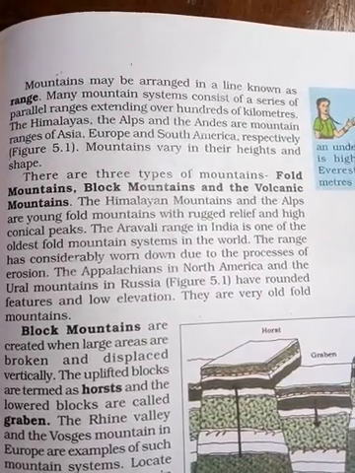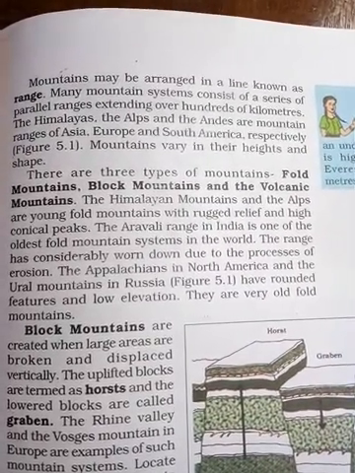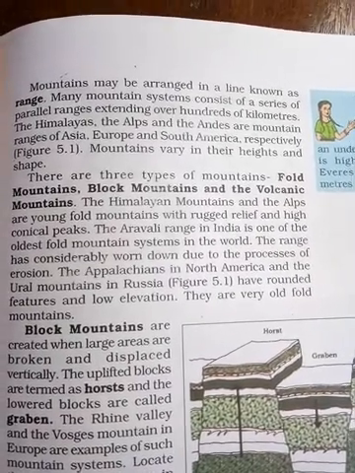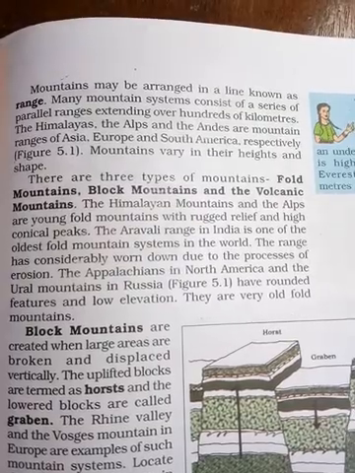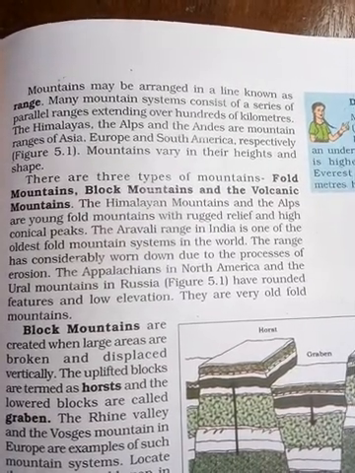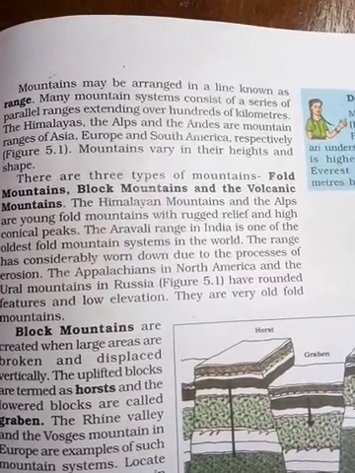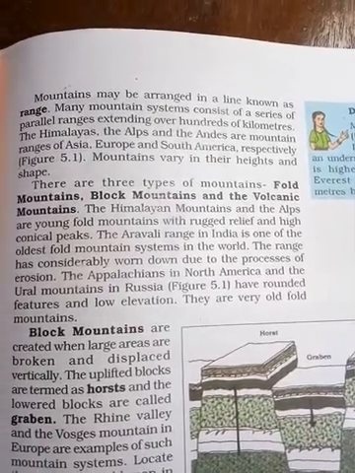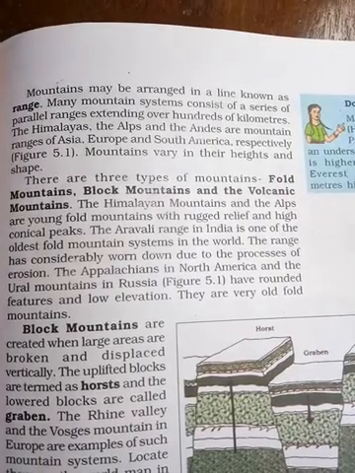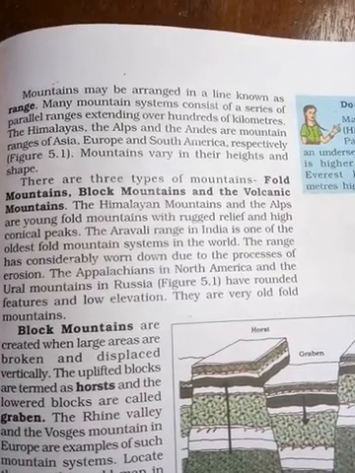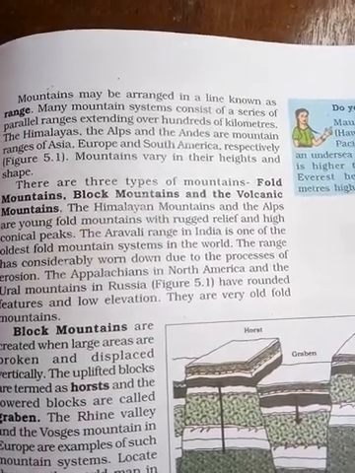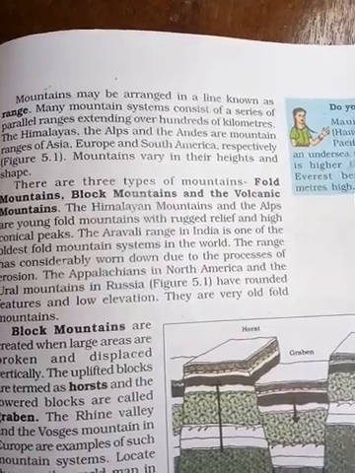They are giving an example here: the Himalayas, the Alps, and the Andes are mountain ranges. Look here, these are the ranges of Himalaya. The Himalayan mountain range is found in Asia. The Alps mountain range is found where? In Europe, and the Andes mountain range is found in South America. These are what? Mountain ranges.